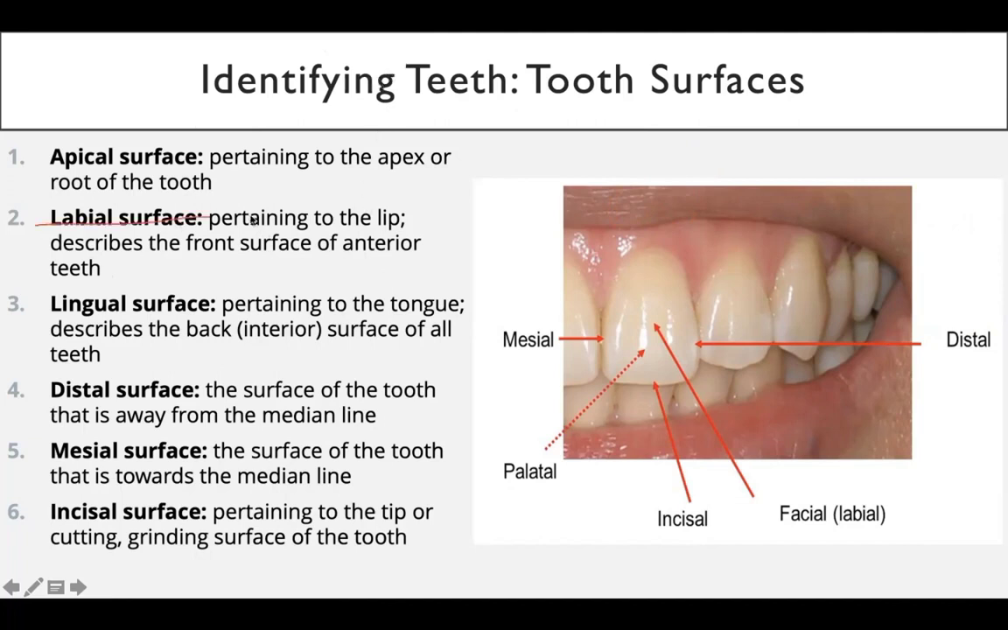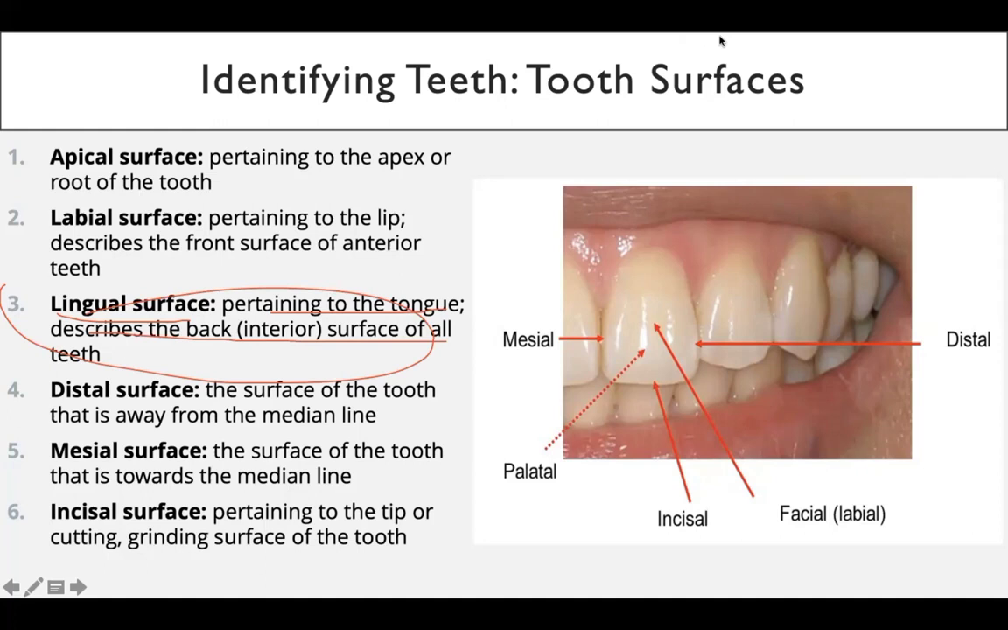So labial surface pertains to the lip. Labia describes the front surface of the anterior teeth. The front surface of the anterior teeth are the labial surface. And then lingual surface, towards the lingua, towards the tongue, towards the glossus, pertains to the tongue, describes the back or interior surface of the teeth.